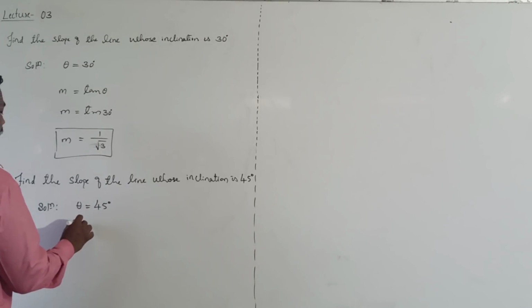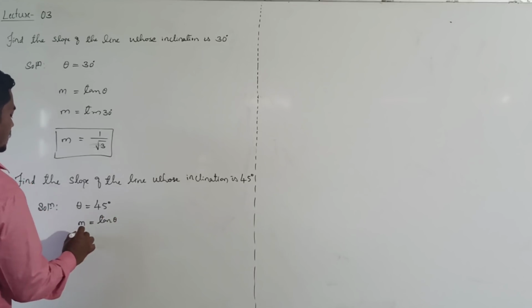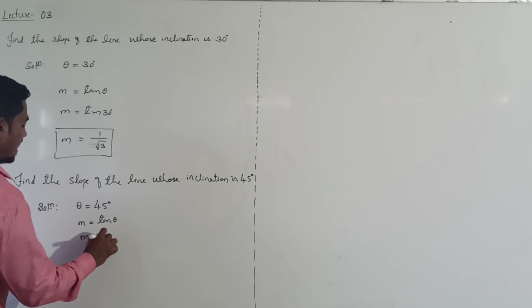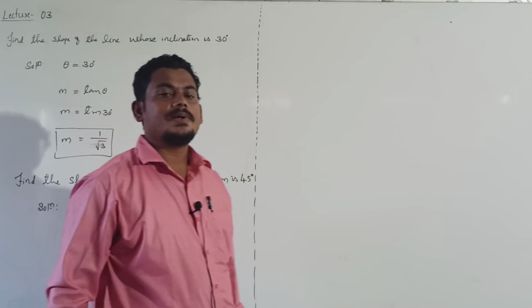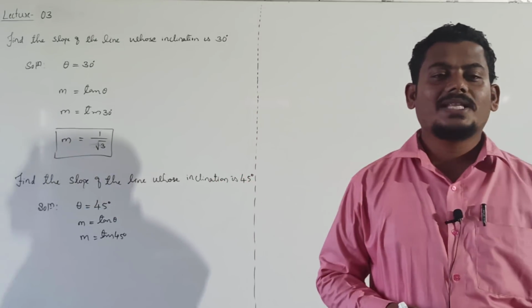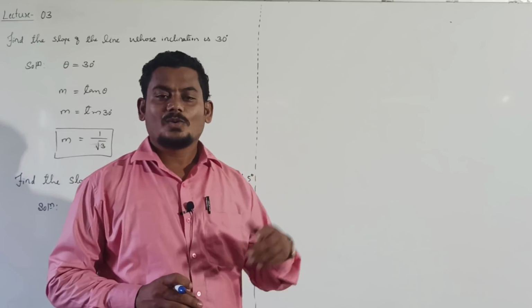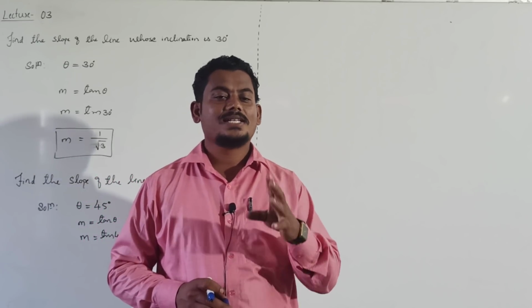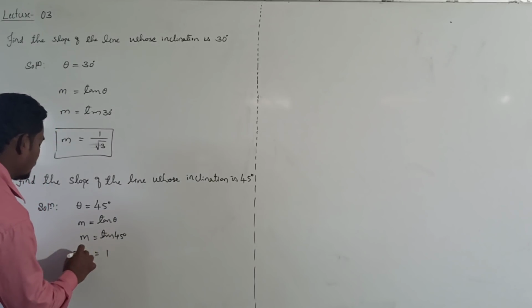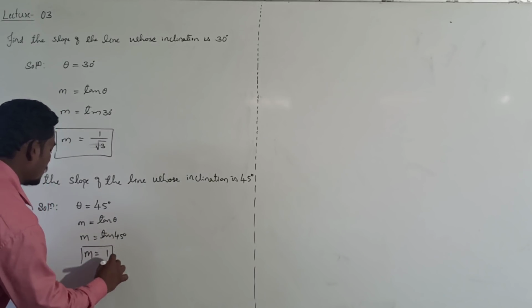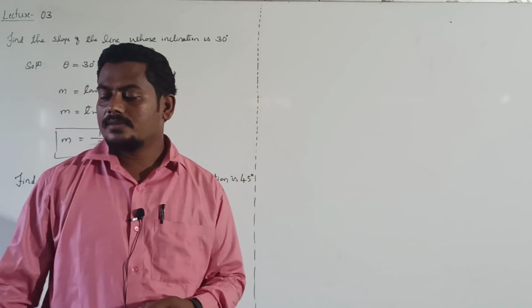Then slope formula, slope small m is equal to tan theta. Then small m is equal to tan 45, right? Already you know tan 45 degree value. What is tan 45? Whether root 3 or 1 by root 3? Not root 3 and not 1 by root 3, right? Tan 45 is 1. Means slope of the given line is 1 because inclination is 45 degree.